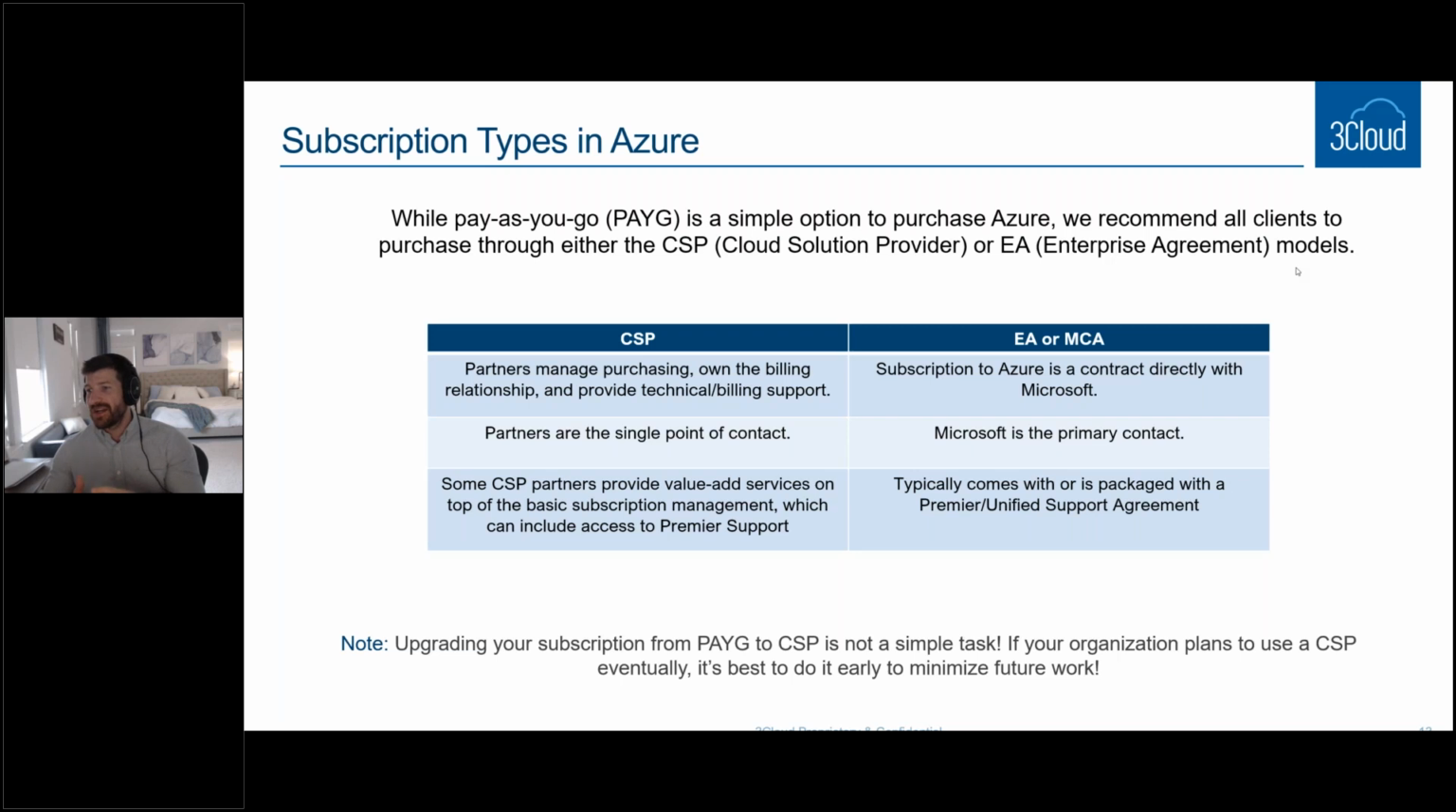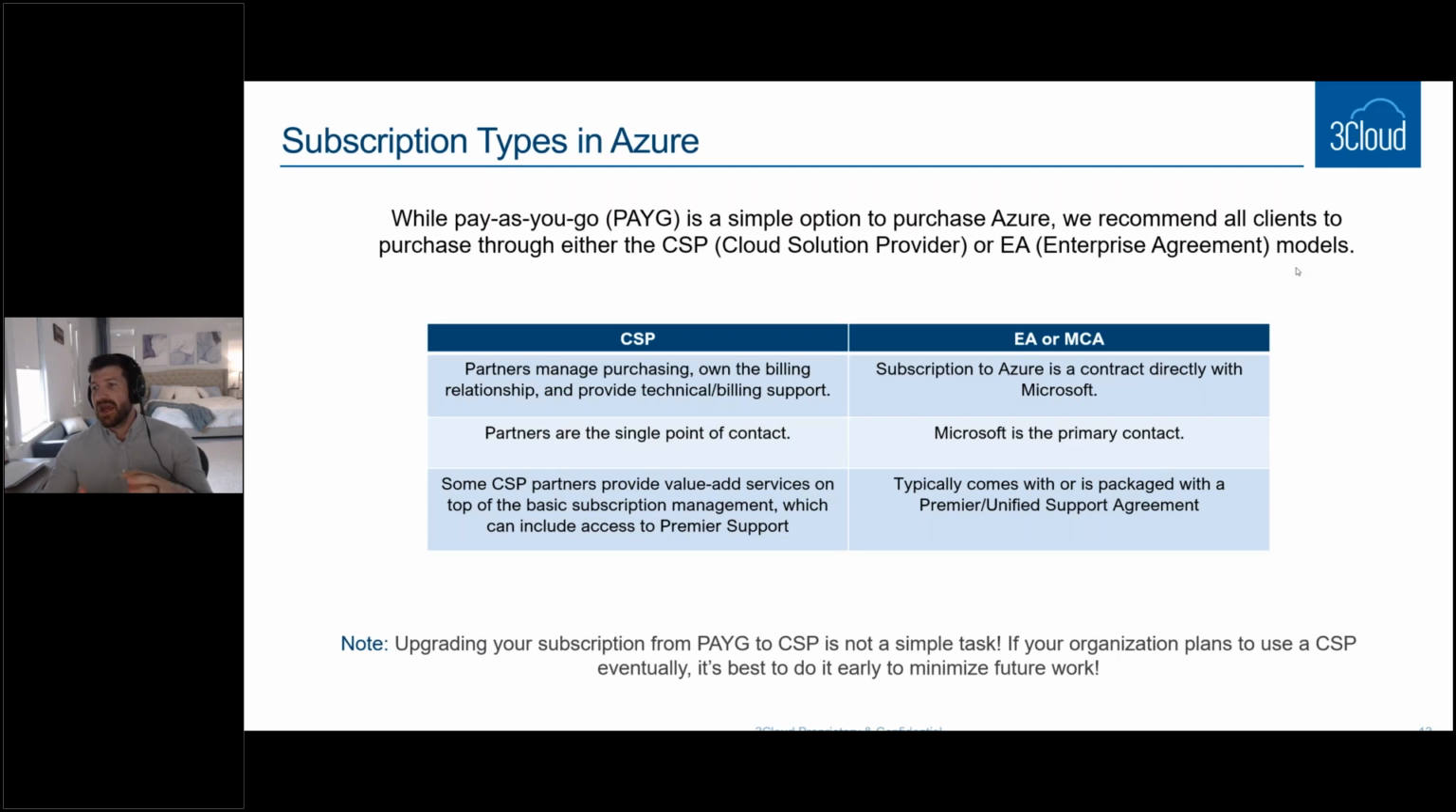The pay-as-you-go model is the default. It's really the, hey, we're sticking a credit card on this Azure subscription, and as we continue to spend, just keep adding it to that credit card. You're left on your own for support, or you can purchase support separately. It's typically reserved for smaller organizations. The 2 really key ones as you continue to grow in your Azure journey are either CSP or the EA.